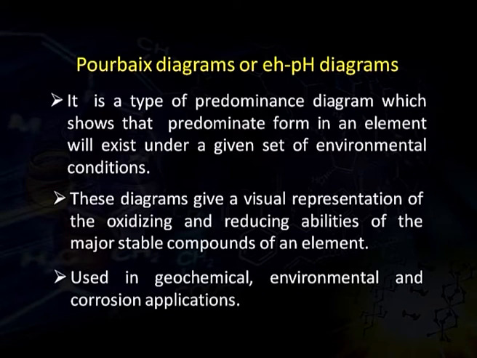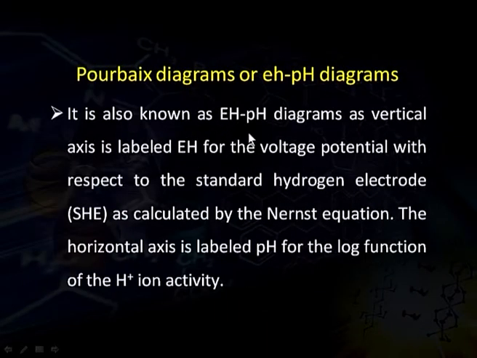and corrosion applications. Corrosion is strictly an electrochemical process where the loss of metal always takes place in the anodic area. It is also known as the Eh-pH diagram, as the vertical axis is labeled Eh for the voltage potential with respect to the standard hydrogen electrode, SHE, as calculated by the Nernst equation. The horizontal axis is labeled pH for the logarithmic function of hydrogen ion activity.